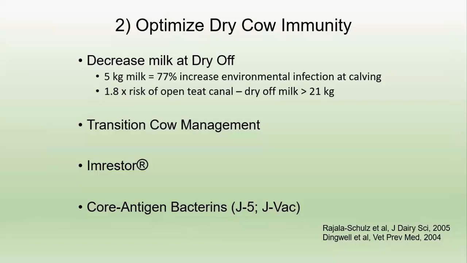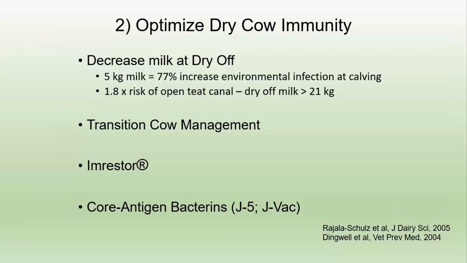It is interesting. There have been studies that have linked the amount of milk that a cow is making at dry off with risk for infection at calving. The greater the amount of milk that a cow is producing at dry off, the greater chance she has of being infected both during the dry period and at calving.